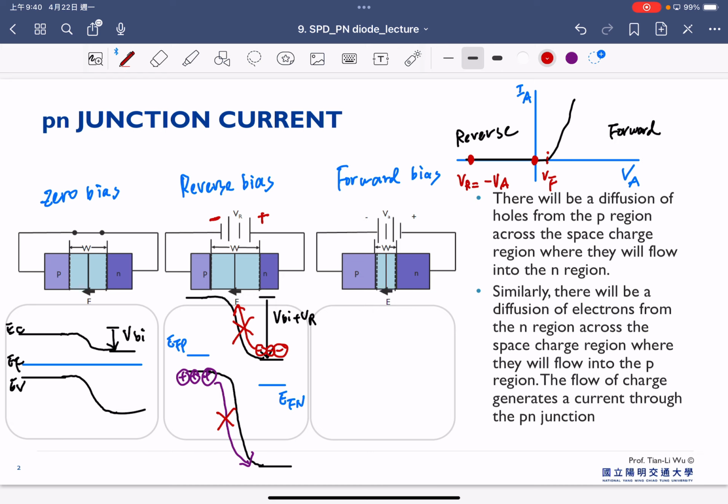So that's why ideally we can expect that once we increase the reverse bias, there should be no current, because the barrier height is increased, and that will make it more difficult for carriers to flow from right to left or from left to right here. And since the barrier is increased, we can also expect the depletion width is increased as well. So that's the case under the reverse bias.